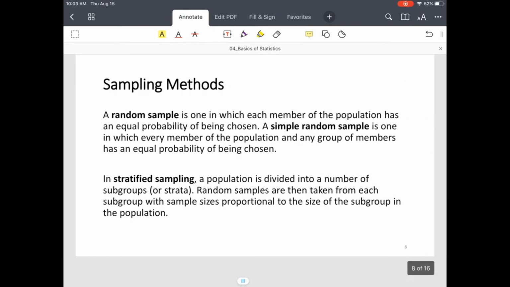All right, so then you've got different types of sampling. You've got a random sample. Every member in the population has an equal probability of being chosen. You have a simple random sample. Now it's a special type of random sample. Every member of the population and any group has an equal probability of being chosen. So groups and individuals have the same probability. Stratified, you're taking groups, subgroups within the population. So that's a stratified sample.